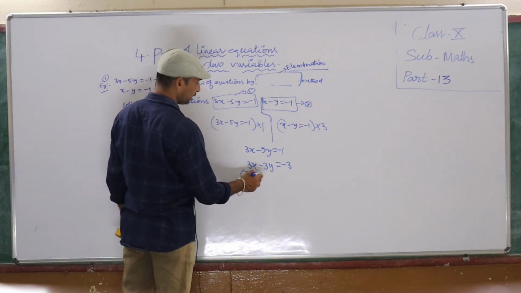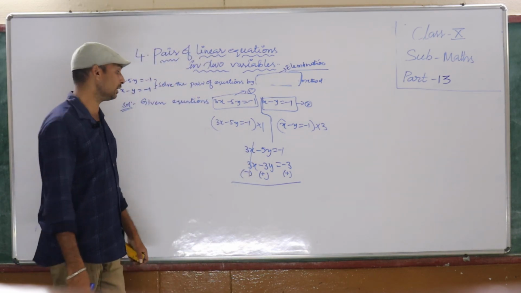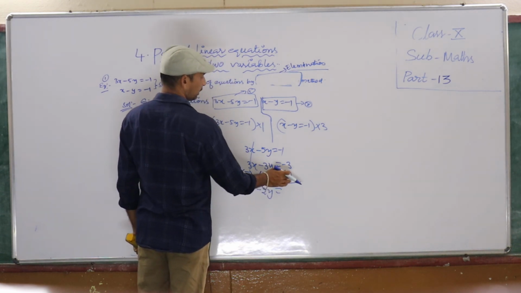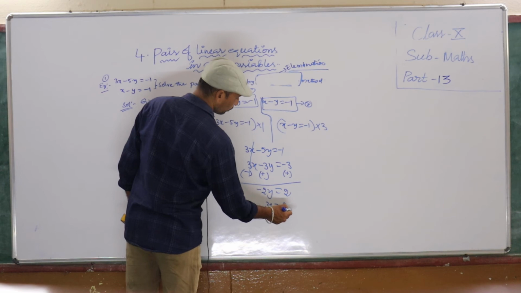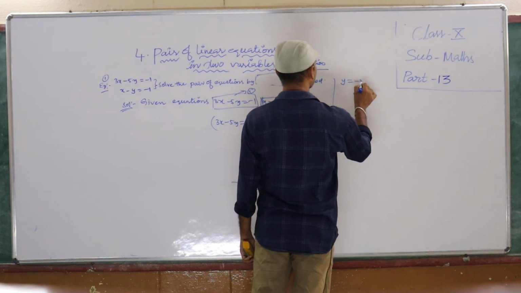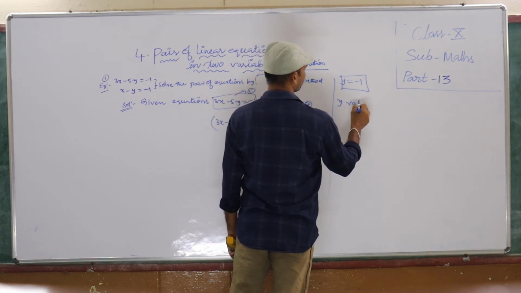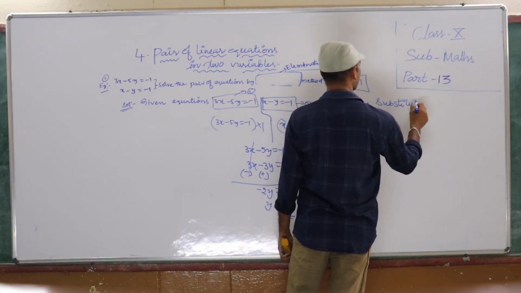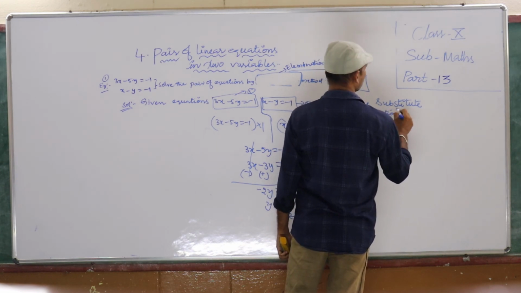When we are subtracting, the symbols will be changed. 3x minus 3x cancel, minus 5y plus 3y, minus 2y. Then plus 3 minus 1, 2. Then y is equal to 2 by minus 2, get cancelled. Then y is equal to minus 1. Okay, children? So the y value we substitute in equation number, what?